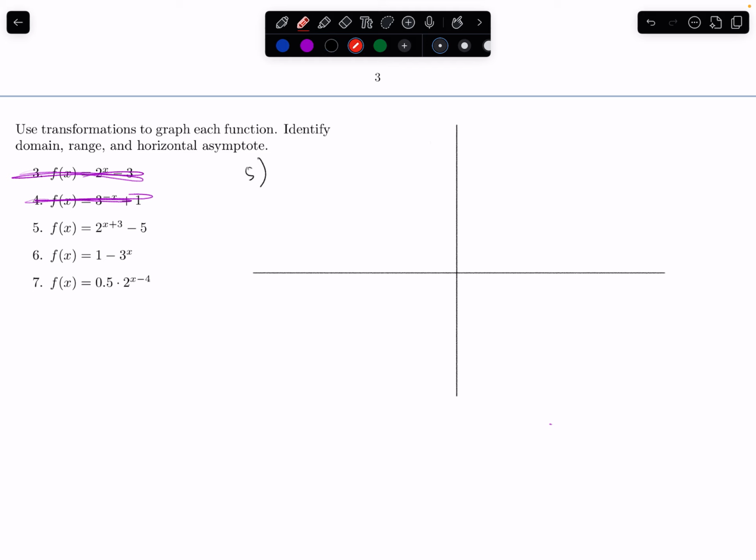Negative 5, and this is x plus 3. That means to move to the left, right? So normally you have this starting position 0, 1, right? That starting position is going to move to the left by 3. 1, 2, 3. So now I'm over here, and then down by 5. 1, 2, 3, 4, 5. Now I'm at negative 4 here. So down over here. Okay, so that's my new starting position.